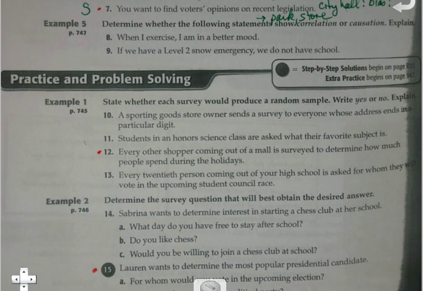Okay, back to the random sampling thing again. Again, is there any bias with this? Every other shopper coming out of a mall is surveyed to determine how much people spend during the holidays.